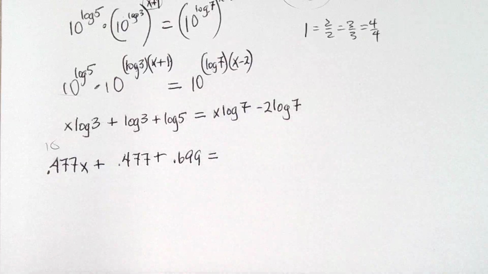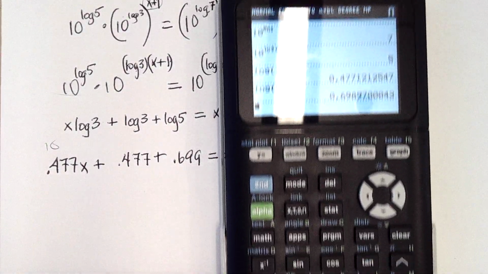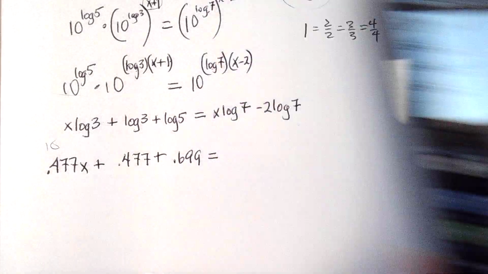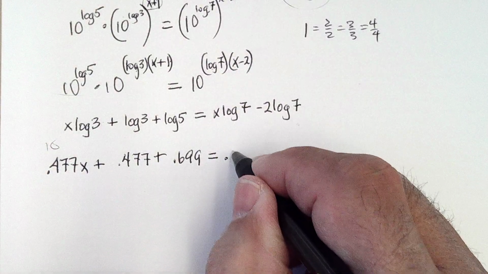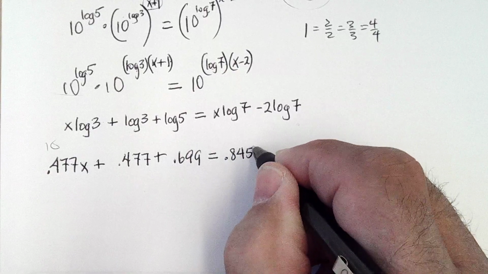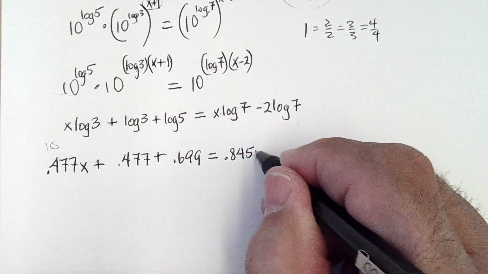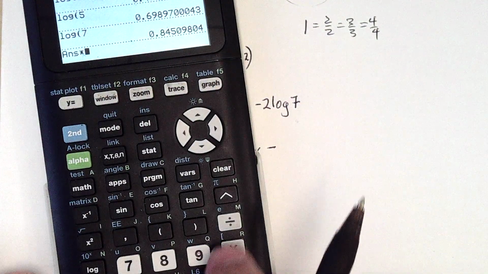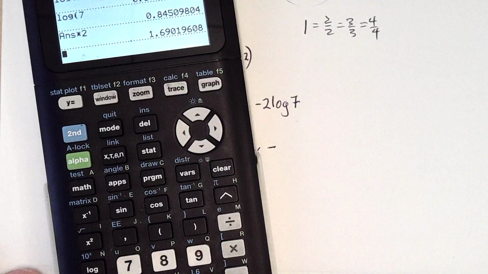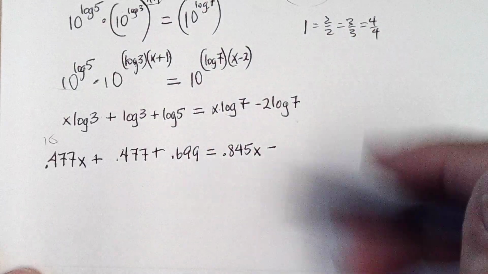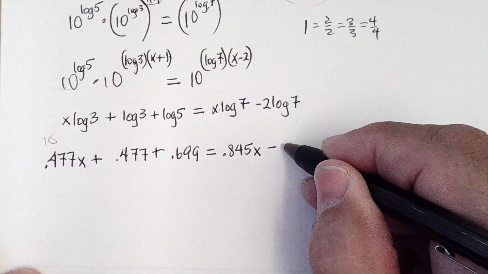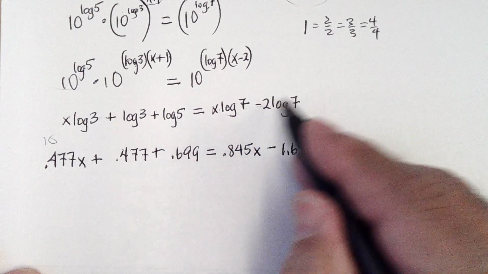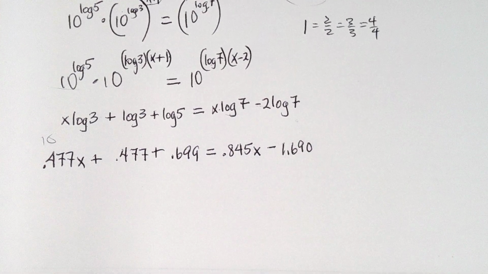Equals, what's the log of 7? We did that earlier, forgot it. It's 0.845. So we have 0.845, log of 7, times x minus 2 times the log of 7. So times 2 is 1.690. So I took negative 2 times the log of that and got this negative 1.690.